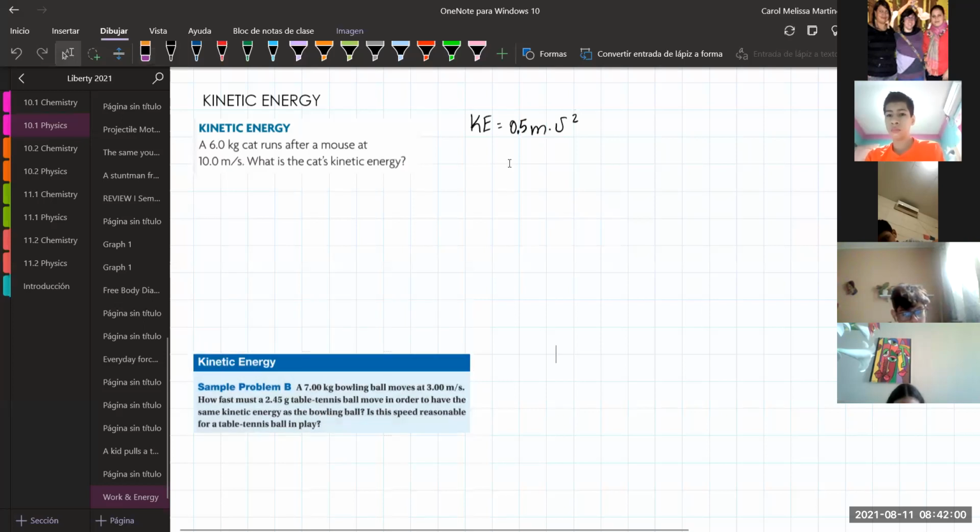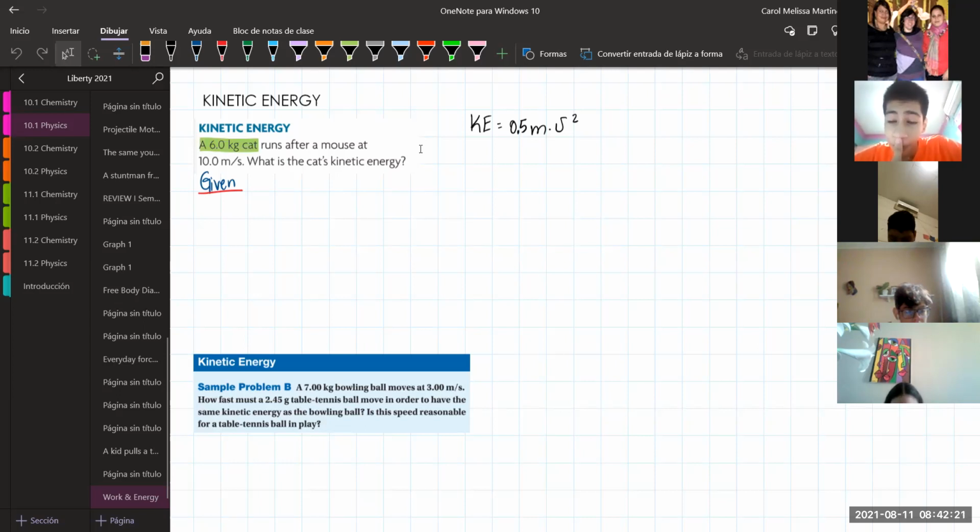Now, knowing that this is the formula, we're going to get the givens. So the givens are related to a cat, okay? And that cat has a mass of 6 kilograms. Now, the cat is running. It is running at a speed of 10 meters per second because he's going after a mouse. So then the problem asks me what is the cat's kinetic energy.